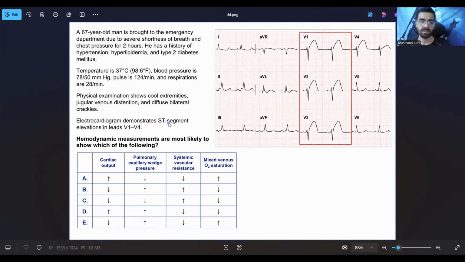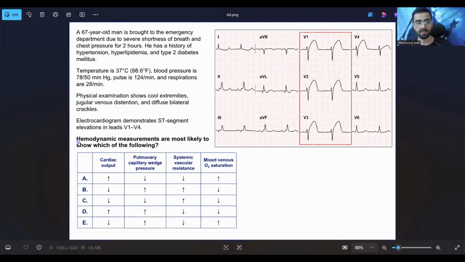ECG demonstrates ST segment elevation in leads V1 to V4, okay? So that's obviously a patient with a myocardial infarction, and you can see that from the distended jugular vein and diffuse bilateral crackles and the ST segment elevation in leads V1 to V4.